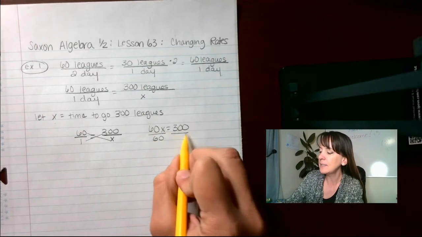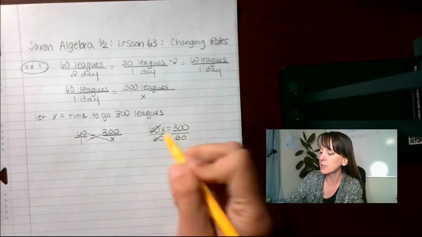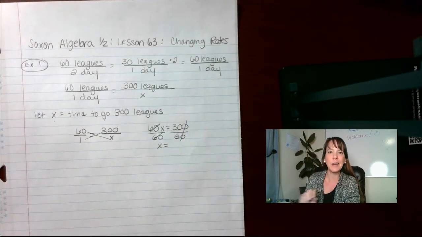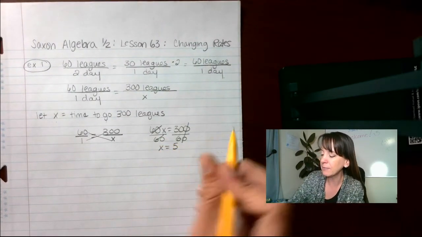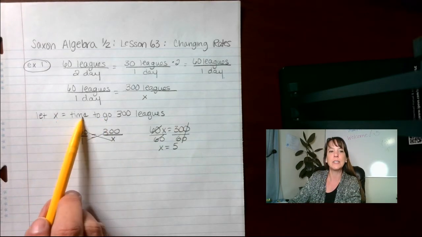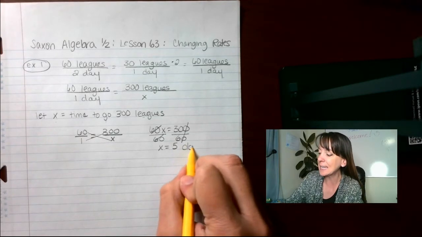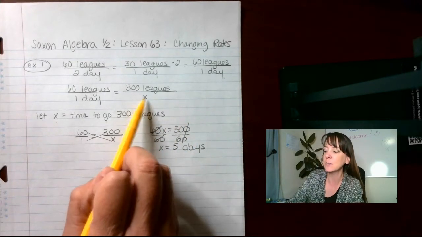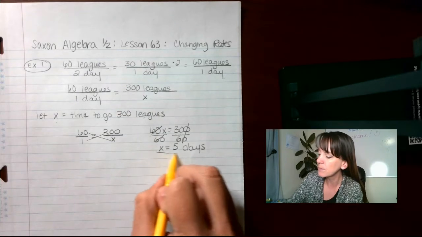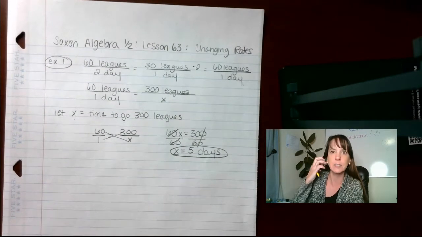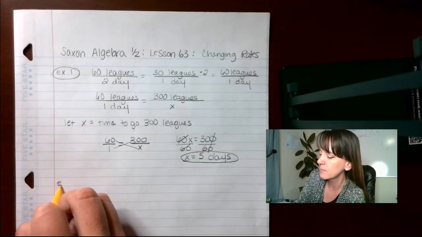Divide that by 60, divide this by 60, cancel, cancel. X equals 30 divided by 6, which gives me 5. And remember, let x equal the time to go 300 leagues. Well, that would be 5 days, because it's in the days part right here. So you would write, it would take him 5 days to go 300 leagues.